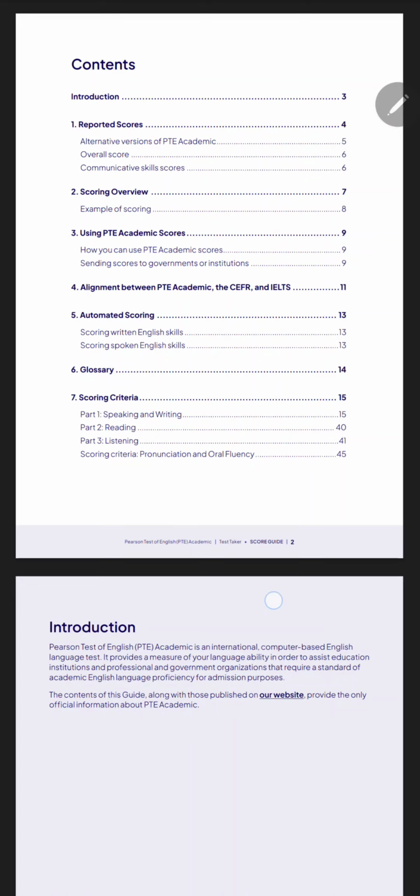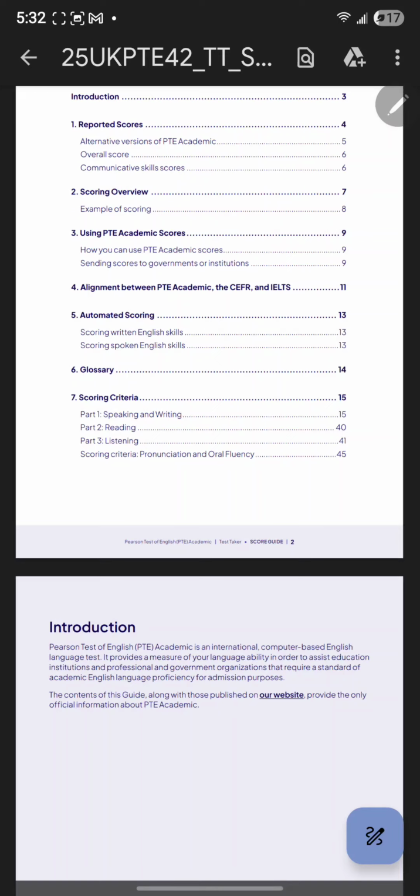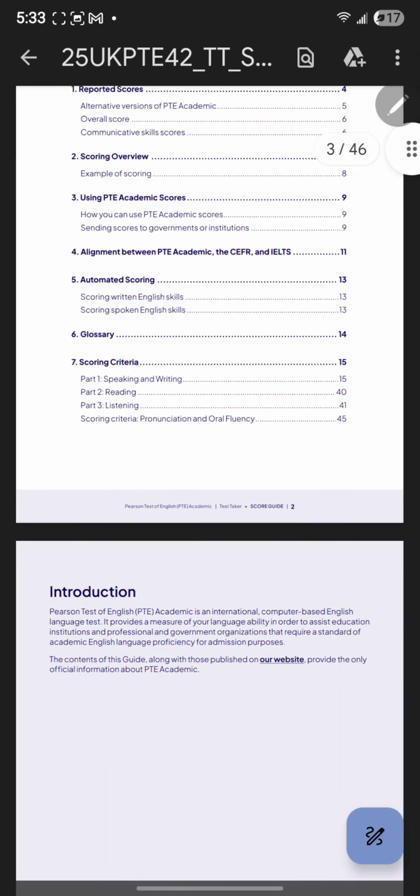Okay, glossary, number 6. I'm not sure about the glossary, maybe it's some kind of terminology. Okay, and scoring criteria, like the criteria for assessing the test taker's performance. There are actually 3 parts in the PTE test. Part 1 is speaking and writing, part 2 is reading, and part 3 is listening.